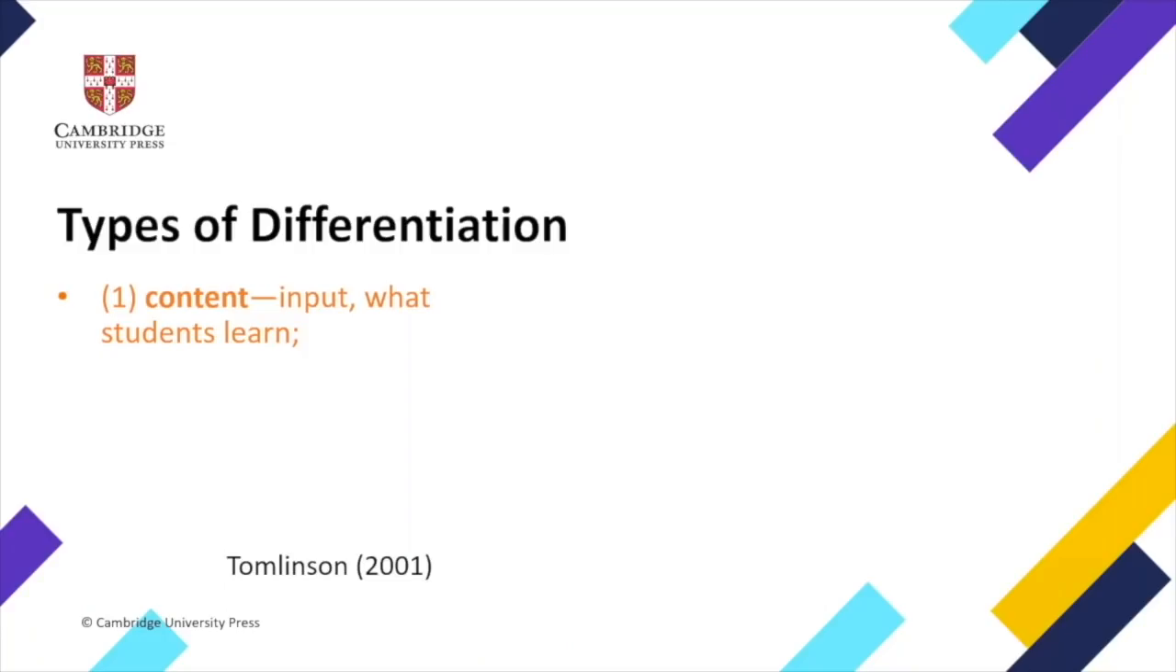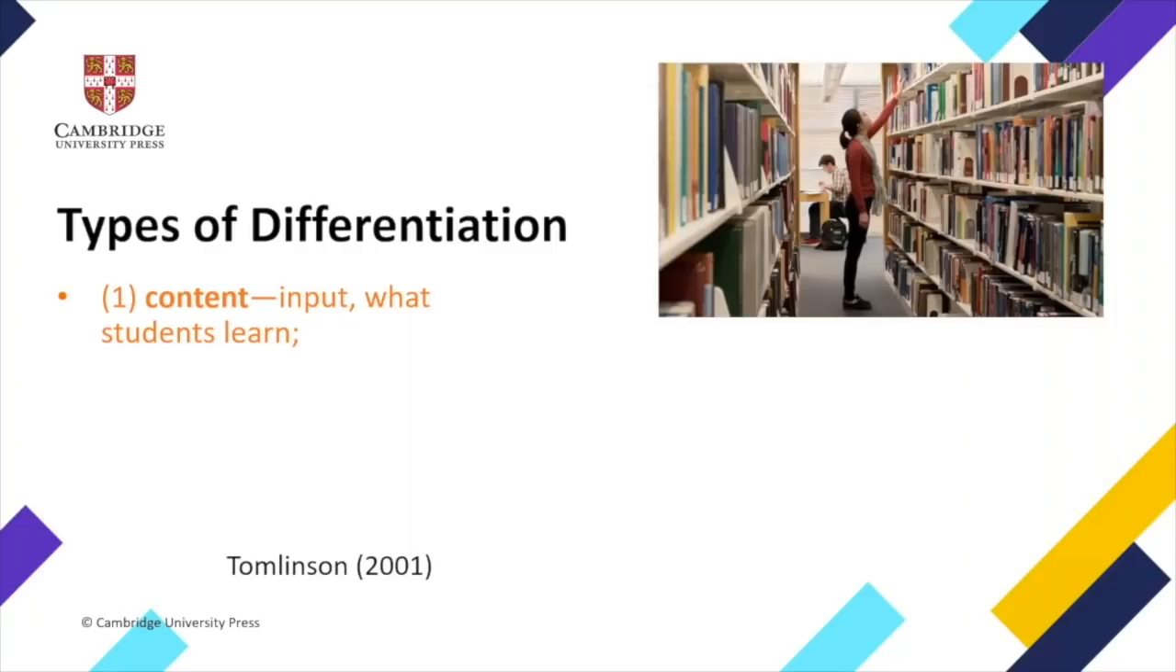So when we talk about differentiation, there are 3 different types. The first type is when you differentiate content. So the input, that is what students learn. This past semester, I was teaching an online college course, and I recognized that my students needed support in the area of library skills. We were doing some research. They didn't know how to use the library. But only some of my students were in that situation. Others were already skilled at library research.